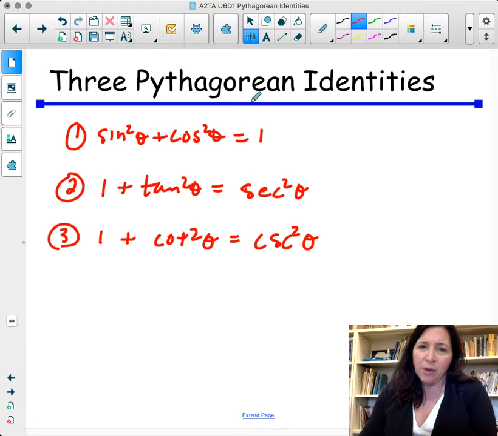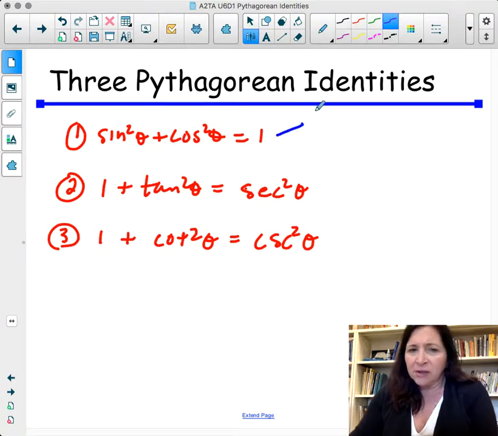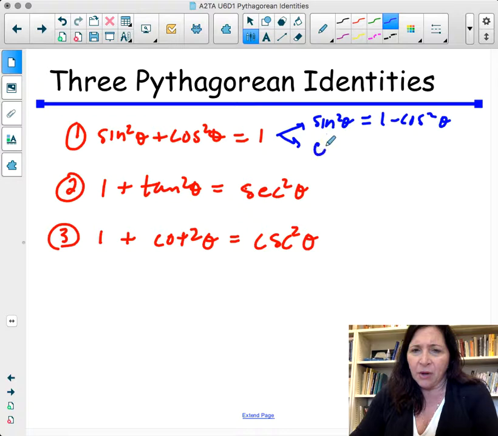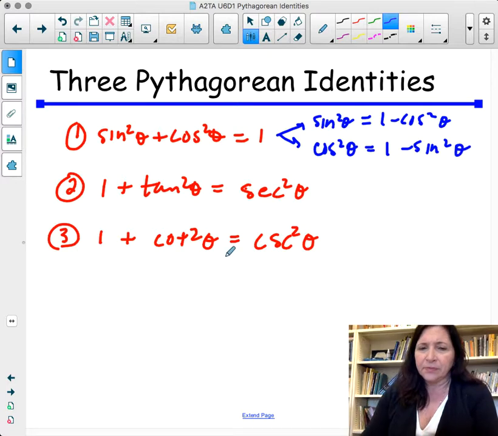So like this one, the first one right here, I can rewrite that. I can isolate the sine. And I could say, well, sine squared of theta is equal to 1 minus cosine squared of theta. And I also could say that cosine squared of theta is equal to 1 minus sine squared of theta.